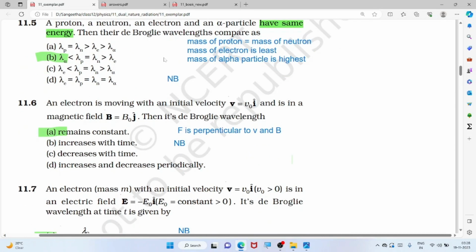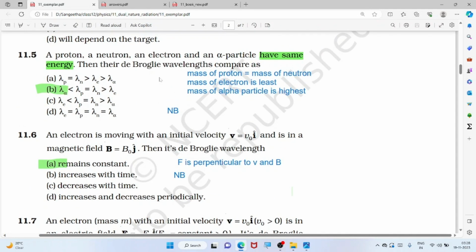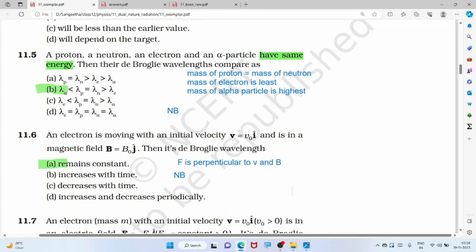A proton, neutron, electron and an alpha particle have the same energy. Then the de Broglie wavelength, okay, so that means we have to connect this: wavelength is inversely proportional to the mass. The proton mass and the mass of the neutron are the same. The electron is the least massive and the alpha particle has the highest mass. Okay, mass is inversely proportional to the wavelength.